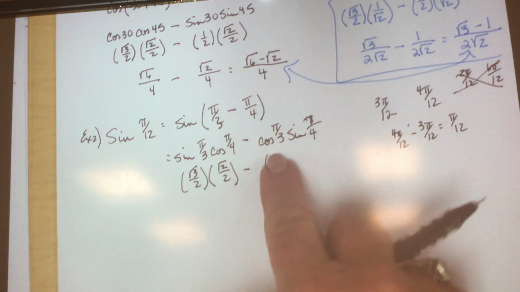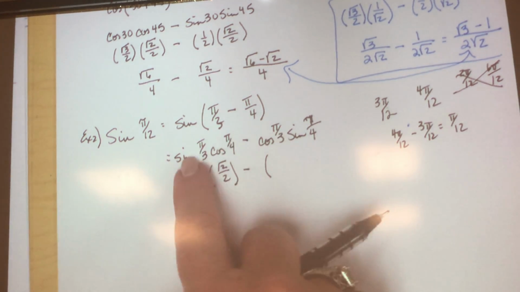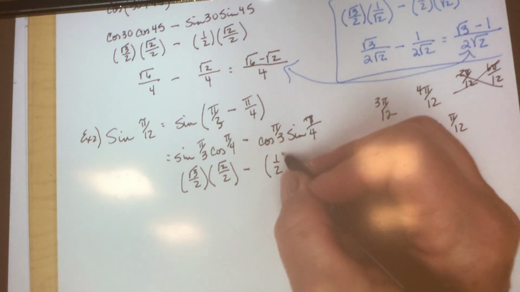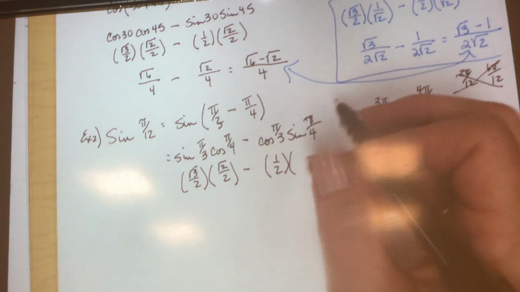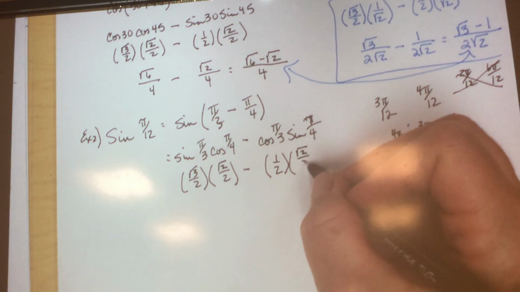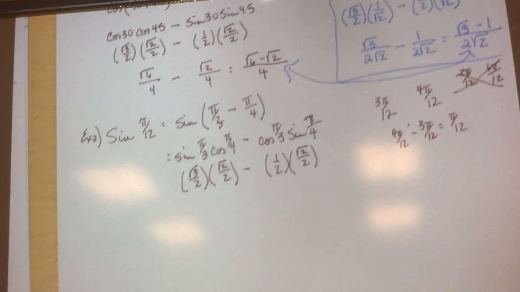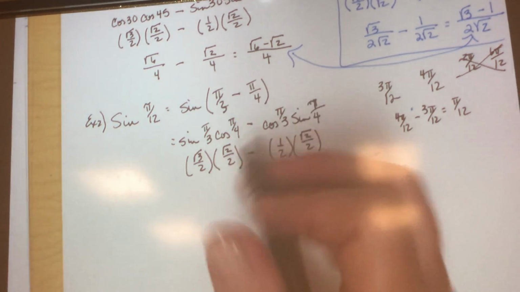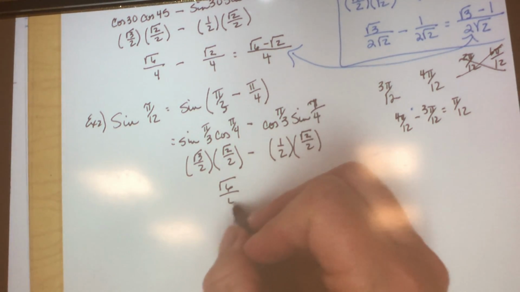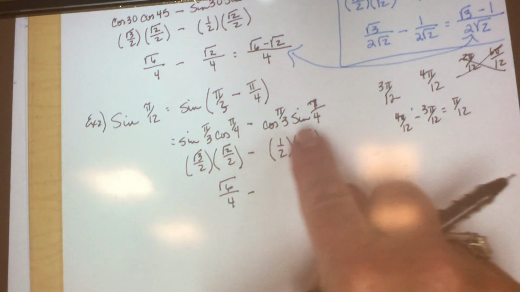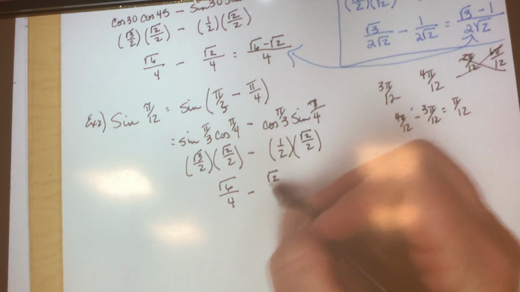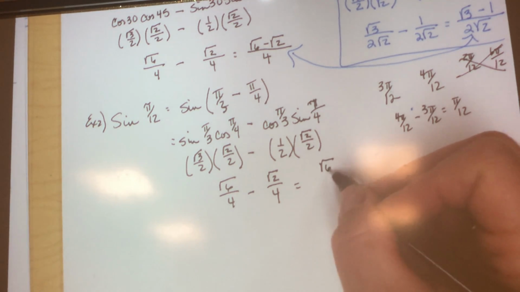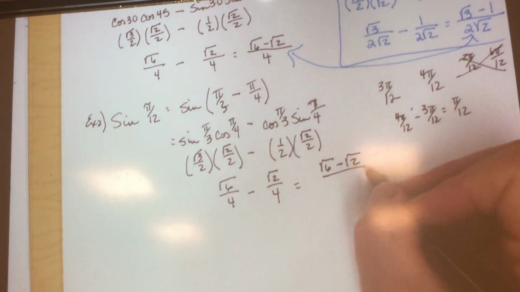Minus. What's the cosine? Now look at the relationship between these two things. 1 half times the sine of pi over 4. So top times top, bottom times bottom. What's this? Square root of 6 over 4. Minus, what's this? So I got the square root of 6 minus the square root of 2 over 4.